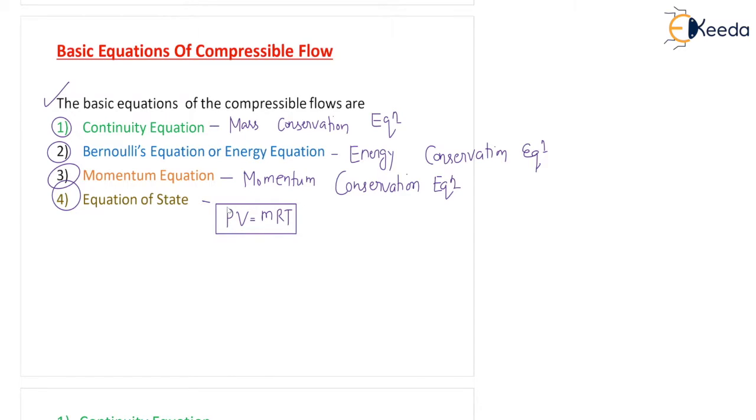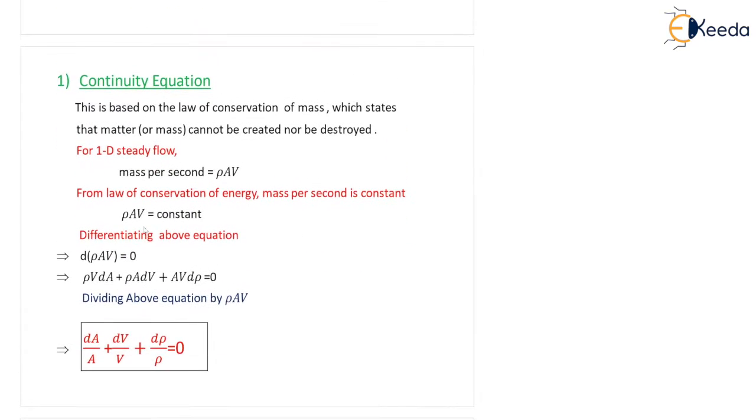Okay, so now we are going to see some details about the basic equations of compressible flow in the next slide. First of all is your continuity equation. This is based on the law of conservation of mass. Very important line, law of conservation of mass. It means whatever mass goes inside the device, the same mass should come out. That means there should not be any accumulation of mass inside the device. That is called the law of conservation of mass.